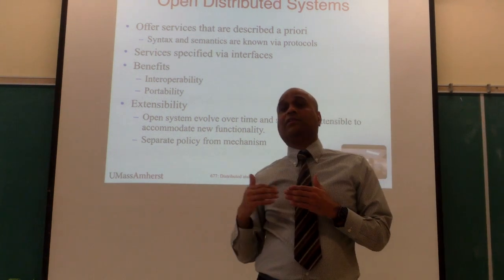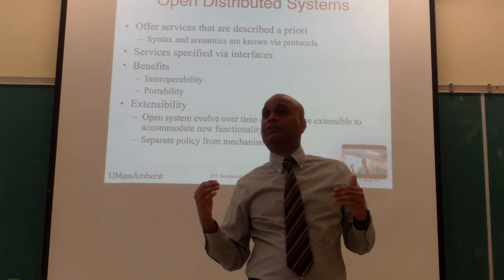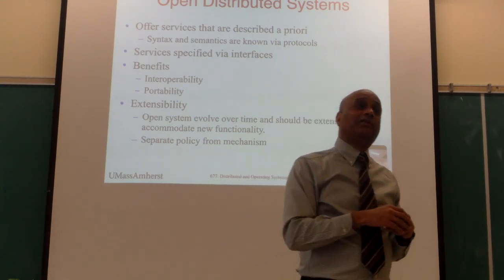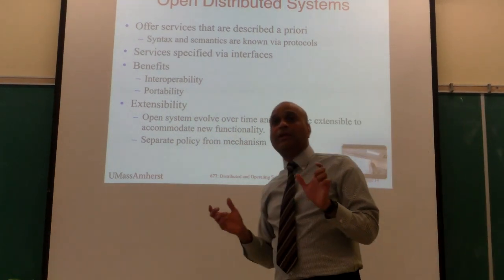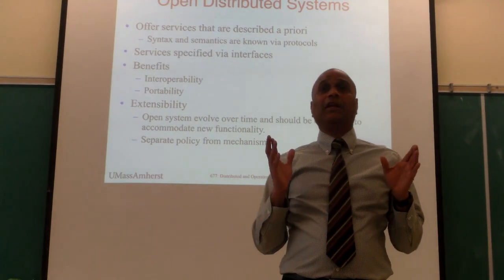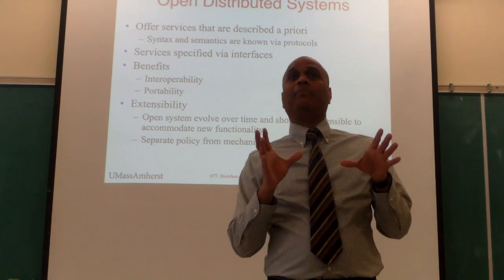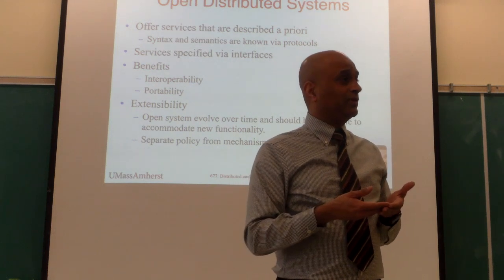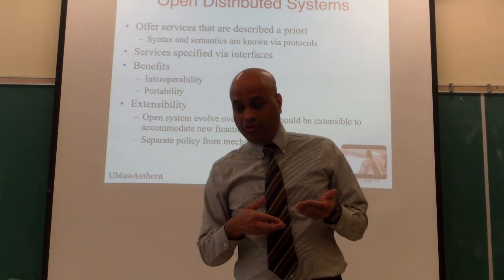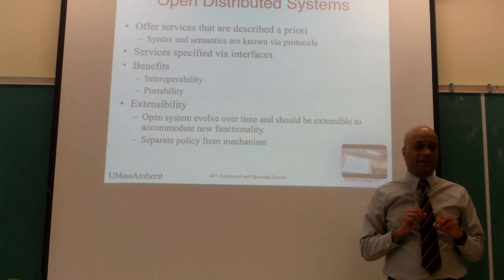Many systems now expose APIs. Those are a set of functions that you can use to interact with that service and build your own application. One example is Google Maps. Google Maps publishes its interface, and you can use that interface to embed maps into your own application. That's an example of an open distributed system. The interface is known, and it allows you to interact with that service via specified interfaces.